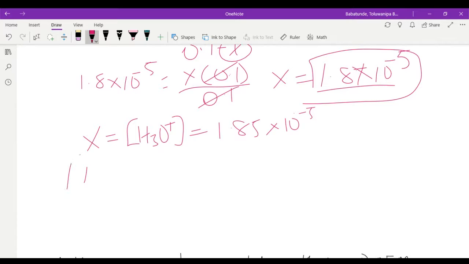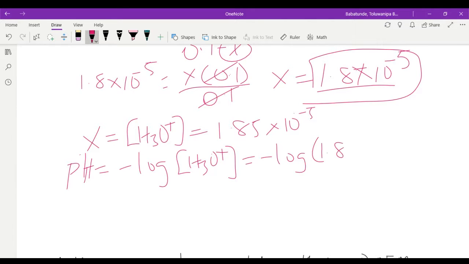We know that pH is the negative log of the hydrogen ion concentration. So it's going to be negative log of 1.8 times 10 to the negative 5. If we plug this into the calculator, it's going to give us 4.74. So that gives us the pH.